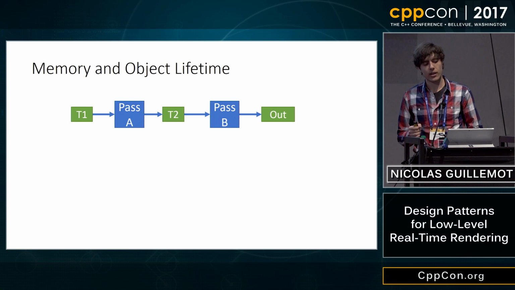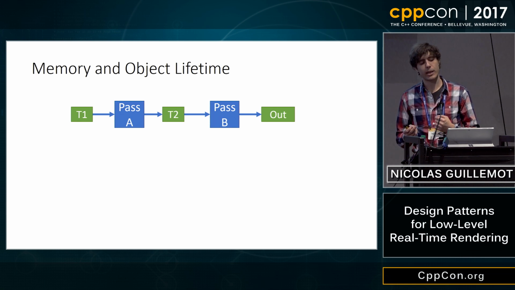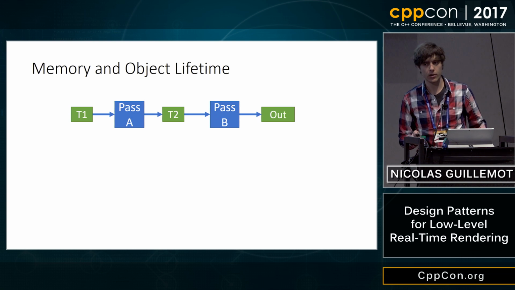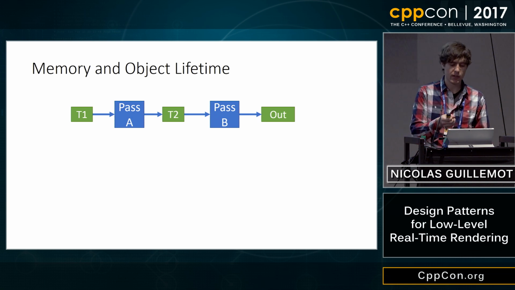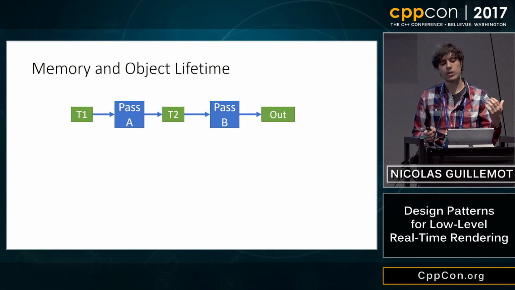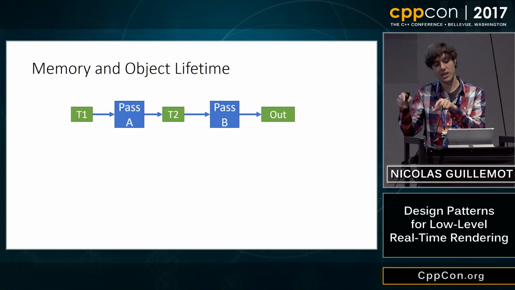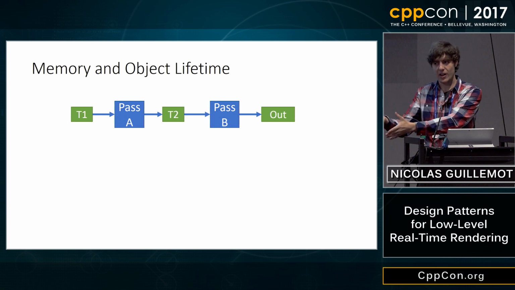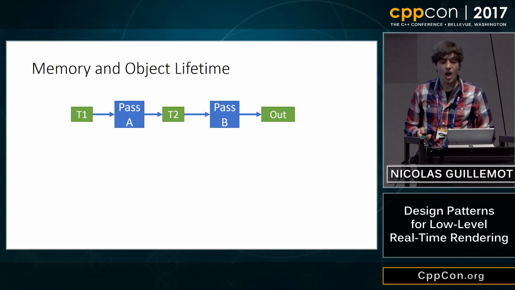Another aspect is, I talked about this a little bit before, managing the lifetime of objects as the flow of tasks come in. So for example, if you have a very simple task graph like this one, where texture 1 is an input to pass A, and then pass A outputs texture 2, which is an input to pass B, which then outputs finally the final output of the frame.